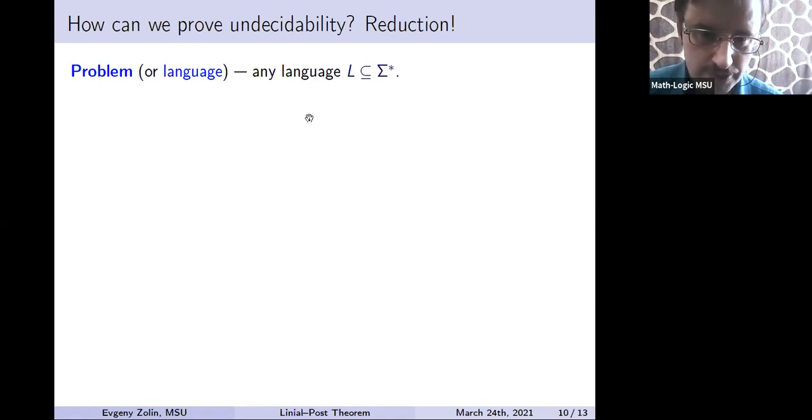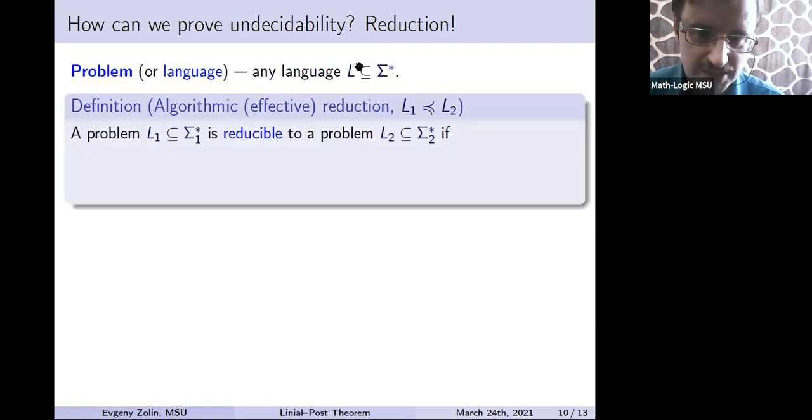And similarly, for a tautology, we need sigma, some alphabet in which we can write formulas. And the language will consist of all strings that represent formulas that are tautologies. So problems can be identified with some languages. Therefore, we will introduce the notion that one language is reduced to another language, or we will say one problem is reduced to another problem. We will call these languages problems.